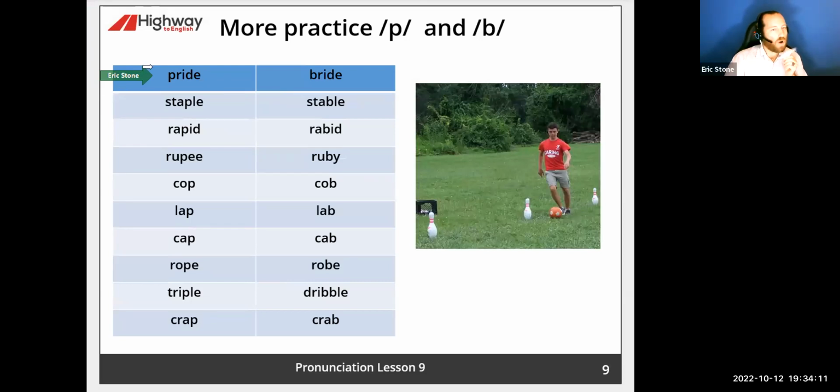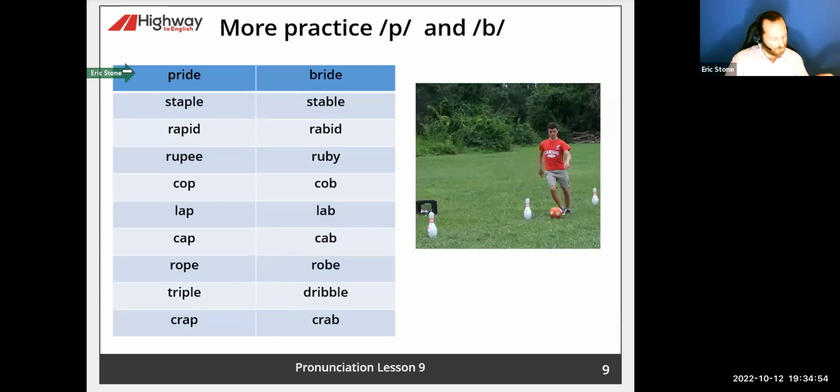Pride, bride, staple, stable, rapid, rabid, rupee, ruby, cop, cob, lap, lab, cap, cab, rope, robe, triple, dribble, crap, crab.